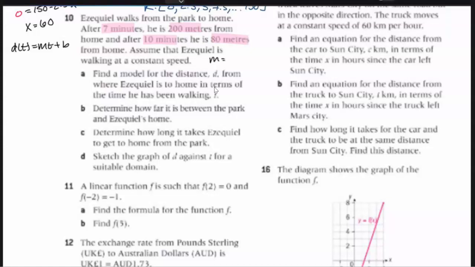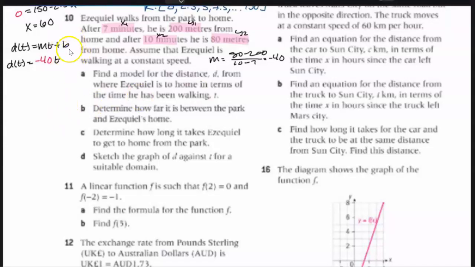M equals, this could be your x1, y1, x2, y2. So 80 minus 200 over 10 minus 7. If you do the math, you should get negative 40. So I can start filling in my formula. D of t is negative 40t.